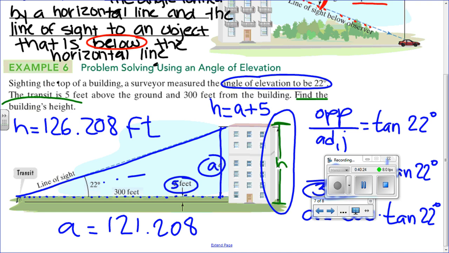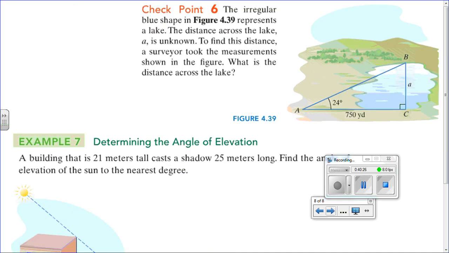Okay. Very nice. Okay, so the last problem. Let's do that one. So checkpoint 6. The irregular blue shape represents a lake. The distance across the lake, A, is unknown. To find this distance, the surveyor took the measurements shown in the figure. What is the distance across the lake?